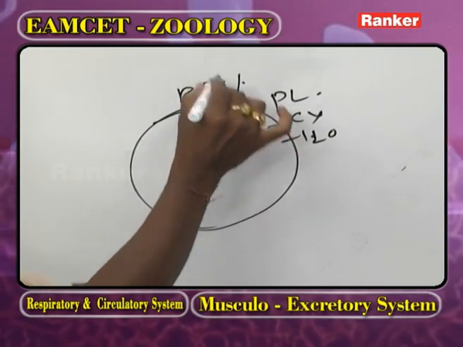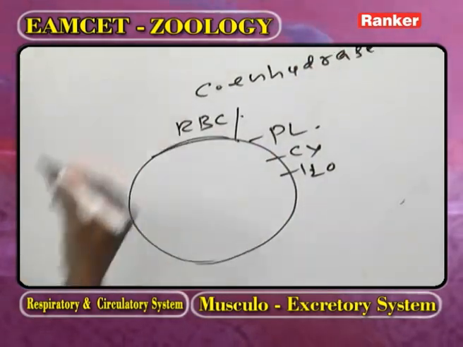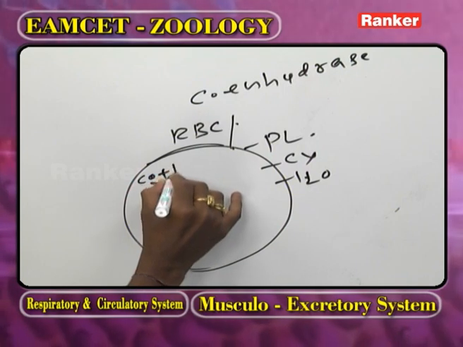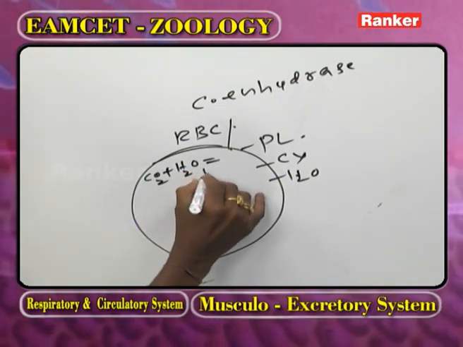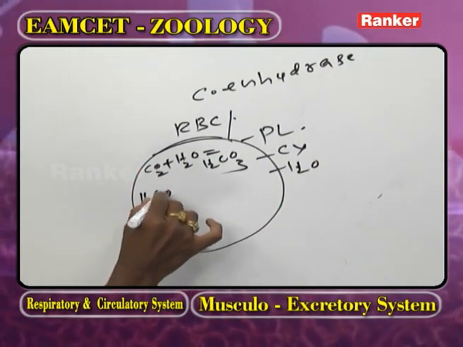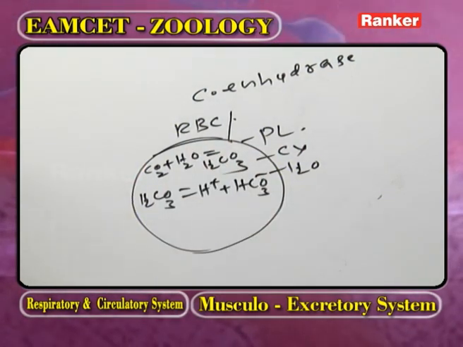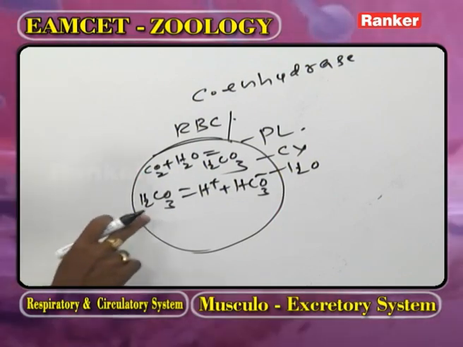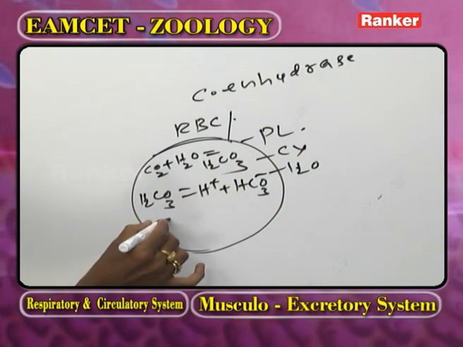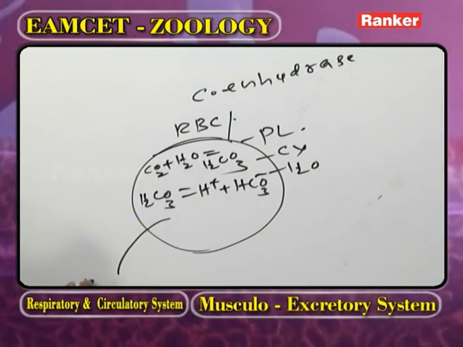The plasma membrane secretes the carbonic anhydrase enzyme. Because of this enzyme, the carbon dioxide quickly combines with water. We are getting H2CO3. It is unstable. The H2CO3 immediately dissociates into H plus and HCO3 minus. Now you observe, in the RBC HCO3 is present. First of all, HCO3 from the RBC enters into the plasma.